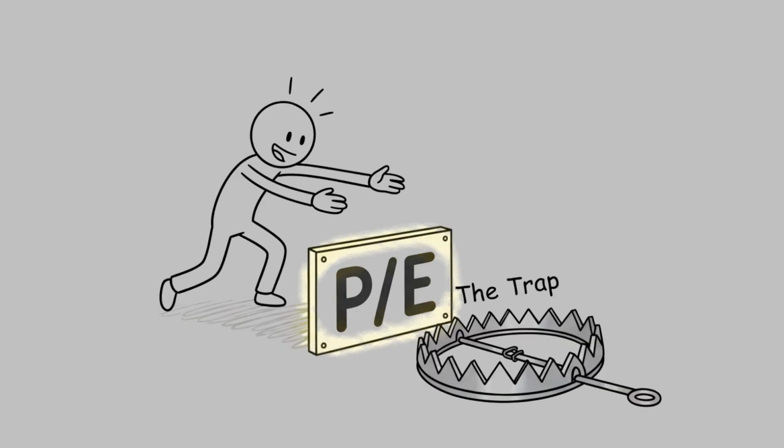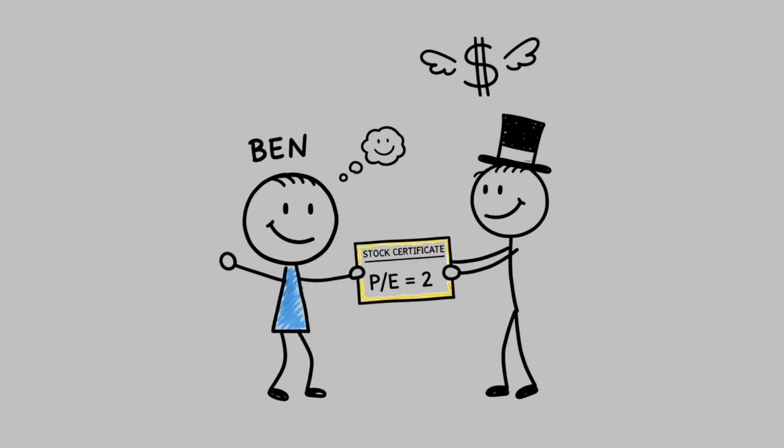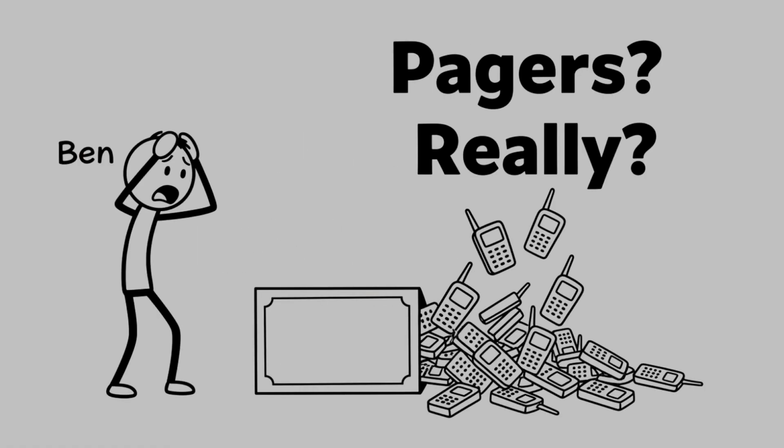The trap? A low PE doesn't always mean a deal. Sometimes it's low because the company is dying. Ben once bought a stock with a PE of 2. Turns out they made pagers. Know the context.